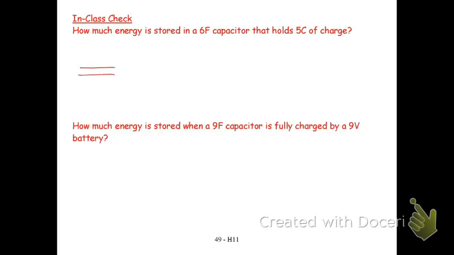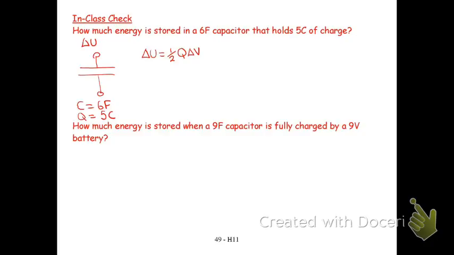So here's my capacitor, little terminal at each end. C equals 6 farads. And Q at the moment equals 5 coulombs of charge. How much energy is stored? So delta U is equal to 1/2 Q delta V. That's what I remember. I want to know my delta U.